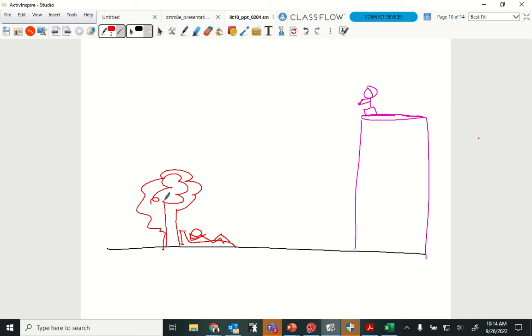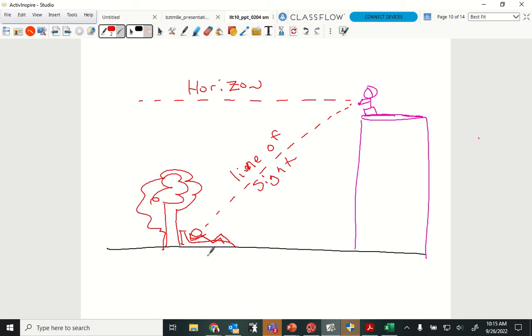So Diego's mad at him. So he's going to try and throw something at Denny. A brick. A hammer. A tomahawk. So he's looking directly at him. So this is referred to as line of sight. And horizon is always parallel with the ground.